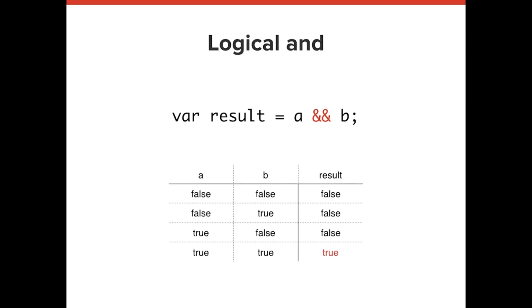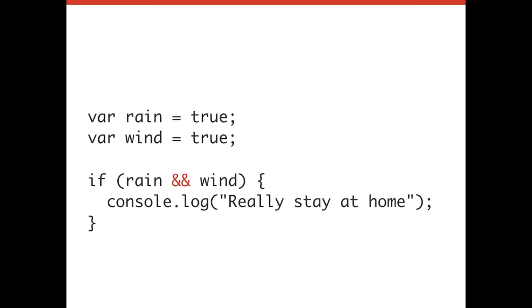You also have the logical OR. An example. Let's say we have two variables. The first one is storing if it's raining or not. The second one, if it's windy or not. Then I can check if it's both raining and windy, then print to really stay at home. But if at least one condition is false, like the rain is false or the wind is false, then it won't print that. Okay?